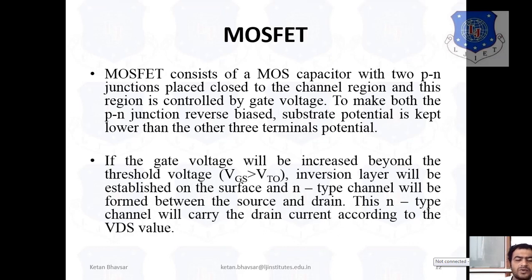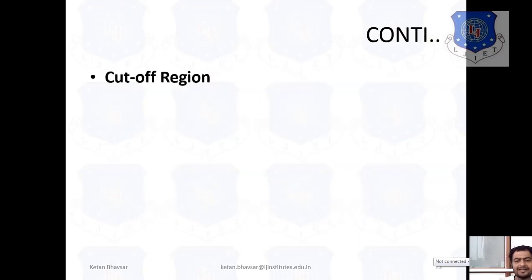Now as you can see, if the gate voltage is increased beyond the threshold voltage, that is VGS is greater than VTO, then an inversion layer will be established on the surface and an N channel will be formed between source and drain. As we already discussed in the previous session on MOSFET external bias, if you increase VGS more and more, the inversion layer takes place and creates a channel of N type, and this N type channel will carry the drain current according to the VDS value.